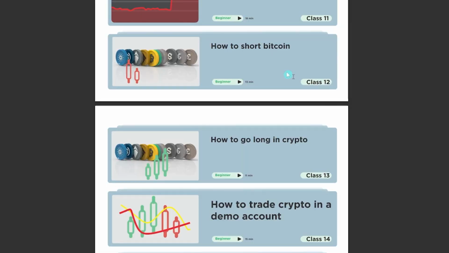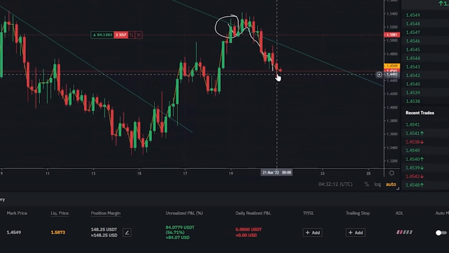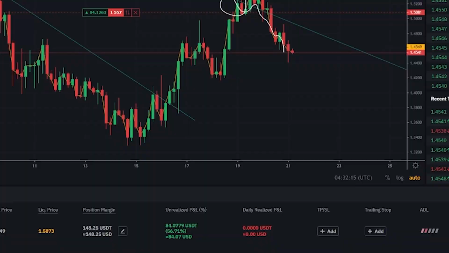Welcome back. In our previous class, I showed you how I short cryptocurrencies such as Ethereum, Bitcoin, or other cryptocurrencies, and we actually ended up making some nice profit during that trade. Now in this class, I'm going to show you step by step how I go long in cryptocurrencies such as Bitcoin, Ethereum, or any other cryptocurrency that is available on the futures market.